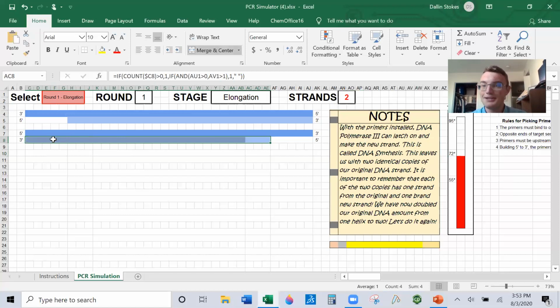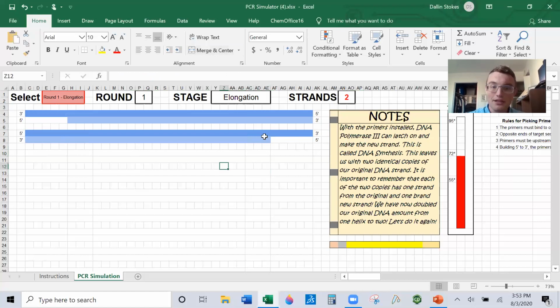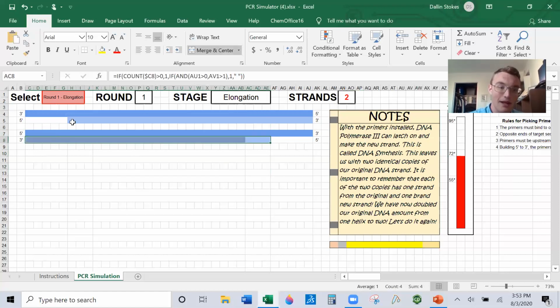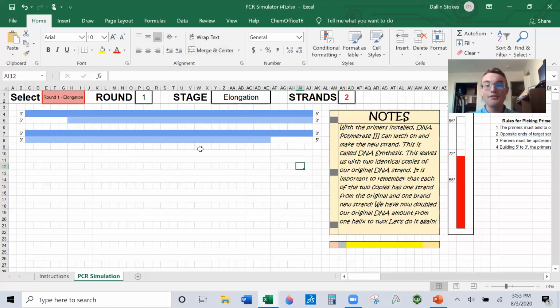Exactly like we did with DNA replication, they bind onto the primer and they build in the 5' to 3' direction. Now notice these ones overlapped right there in the middle. This one built 5' to 3' going that way, and this one built 5' to 3' going that way, and they overlapped, and both of them copied the segment I'm interested in. That's good. That means we designed our primers right.